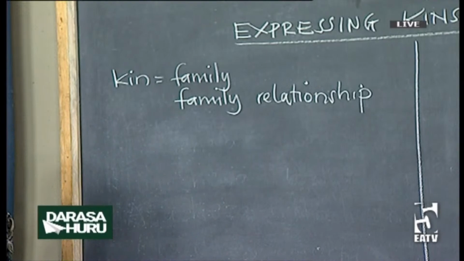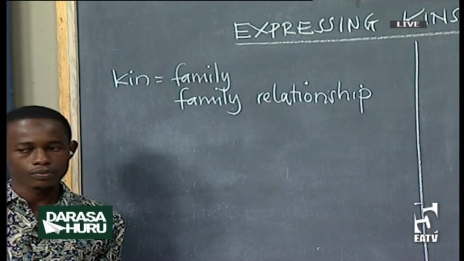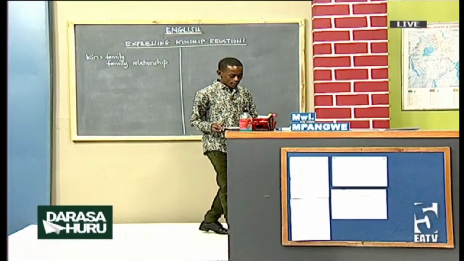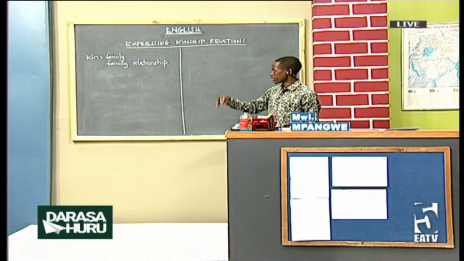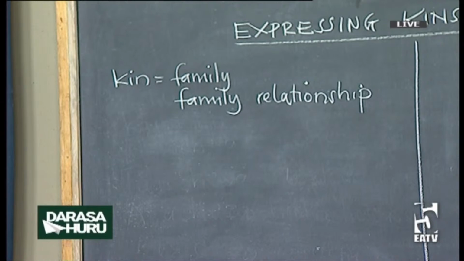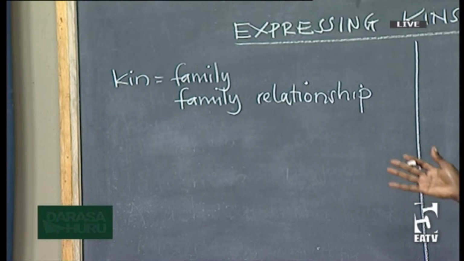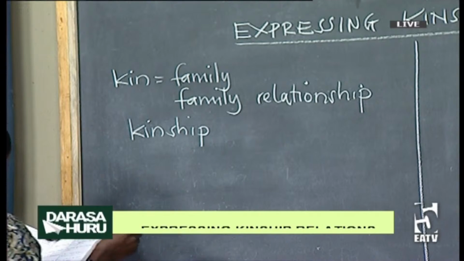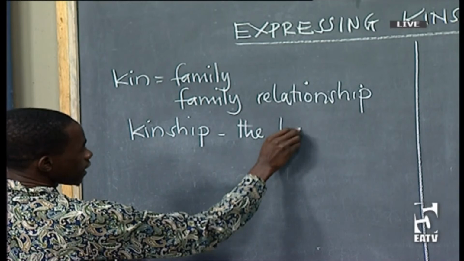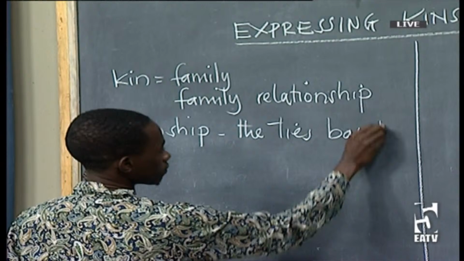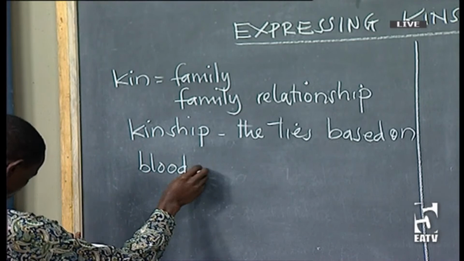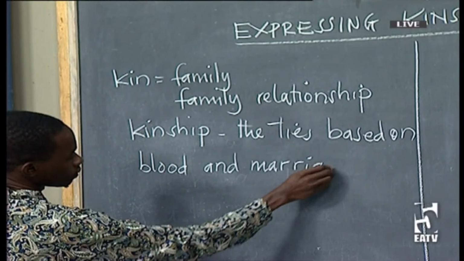So we are going to discuss family relationship. So kinship relations, we are just going to look at ties based on blood and marriage. This family relationship, we mean a blood relationship, but also relationship based on marriage. So kinship means the ties based on blood and marriage.